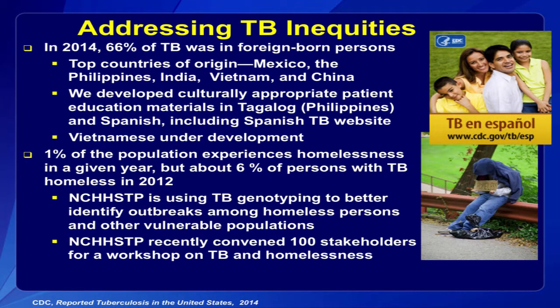Addressing TB inequities. So TB is a problem in 2 groups. We've done really well at almost eliminating TB. TB is a problem in homeless populations and foreign-born populations. So we need to increase our services for those 2 groups. And Brooklyn has a lot of foreign-born folks.